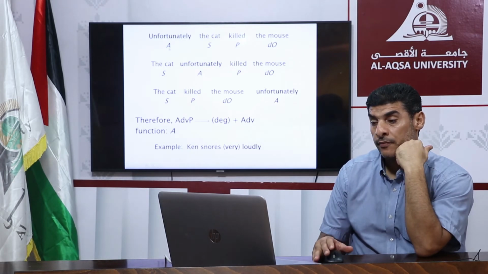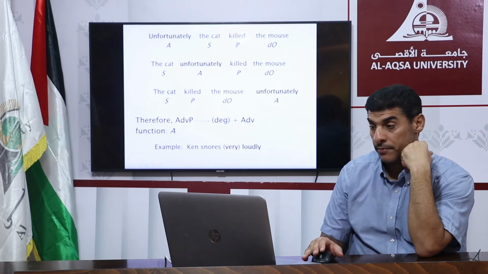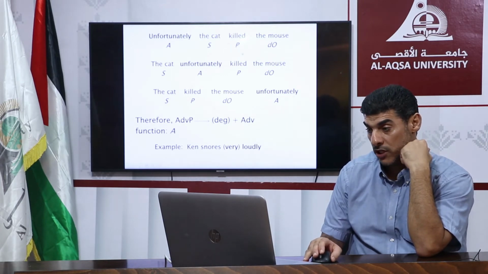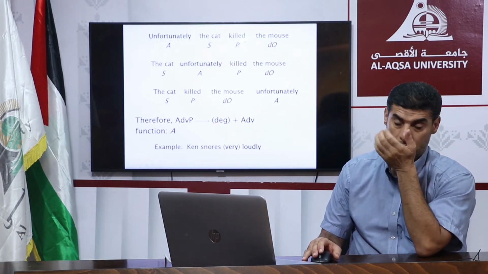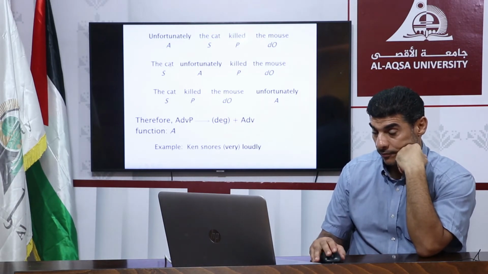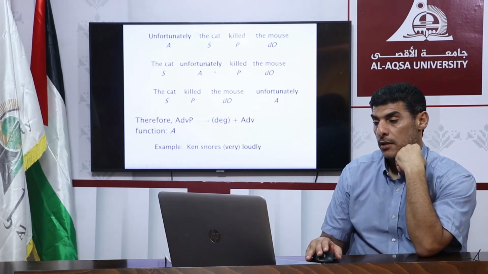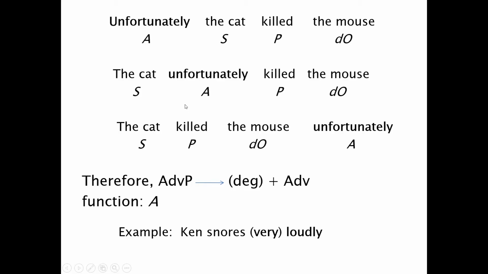Here we have an adverb, and we have a subject, and we have a predicate, al-khabar, or a predicator, or verb. You can change or replace it with the verb, and we have a direct object. The cat, unfortunately, killed the mouse. So don't forget the two commas. The cat killed the mouse. Unfortunately, so look, adverb, adverb, adverb.